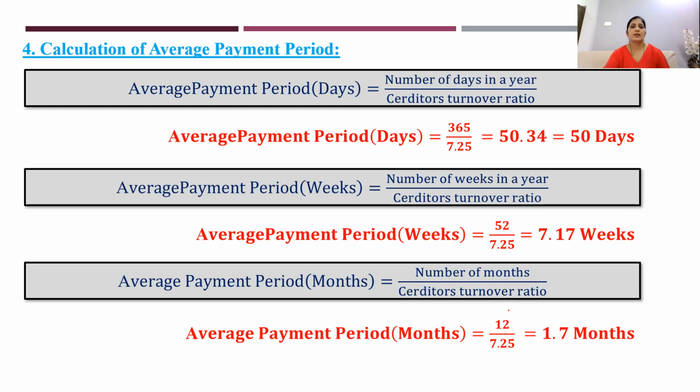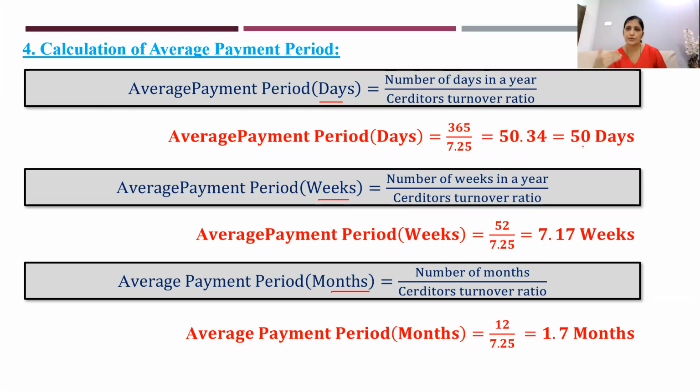So later on, we'll calculate the average payment period. Okay. I have taken all the three: average payment period in days, in weeks, and in months. All of you know the formula will remain the same. Number of days in a year divided by creditors turnover ratio, number of weeks in a year divided by creditors turnover ratio, number of months in a year divided by creditors turnover ratio. So here average payment period is 365 divided by creditors turnover ratio 7.25. You will get 50.34. I have taken it as 50 days.